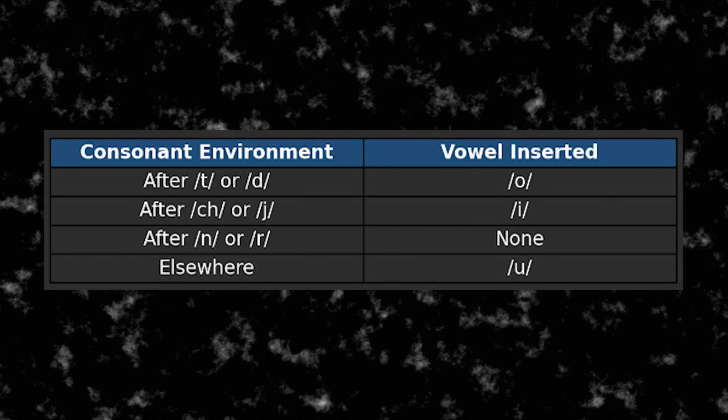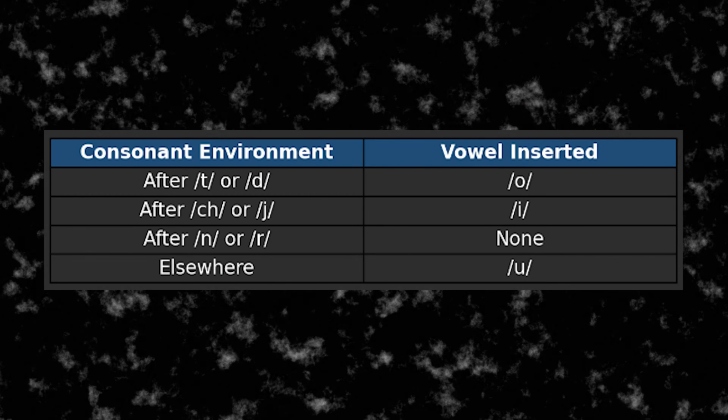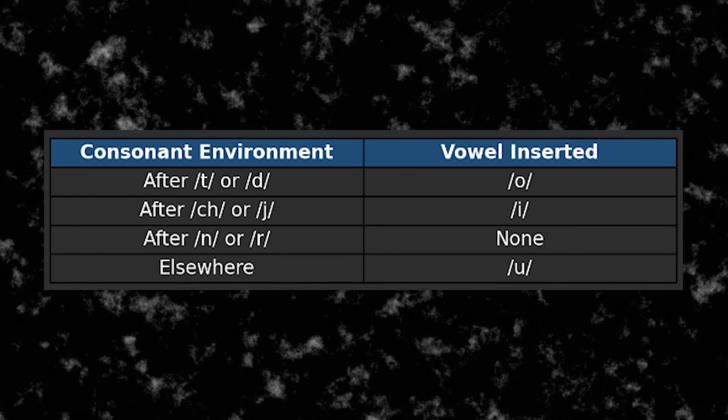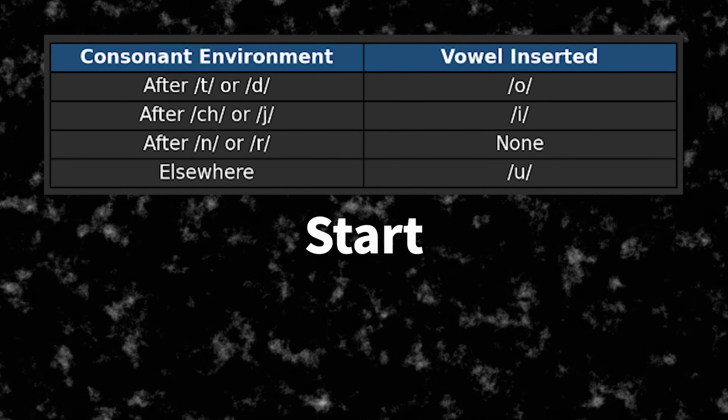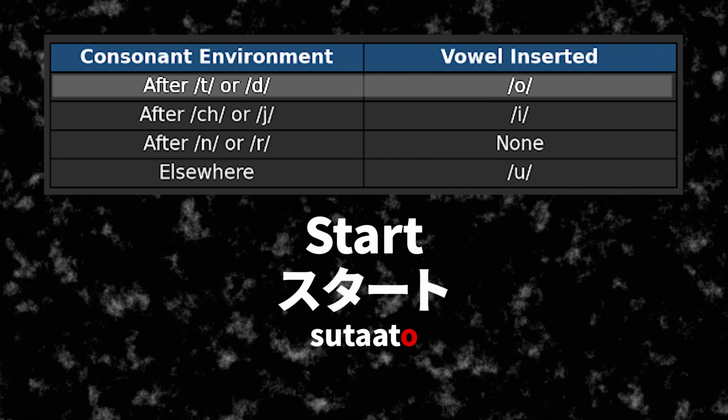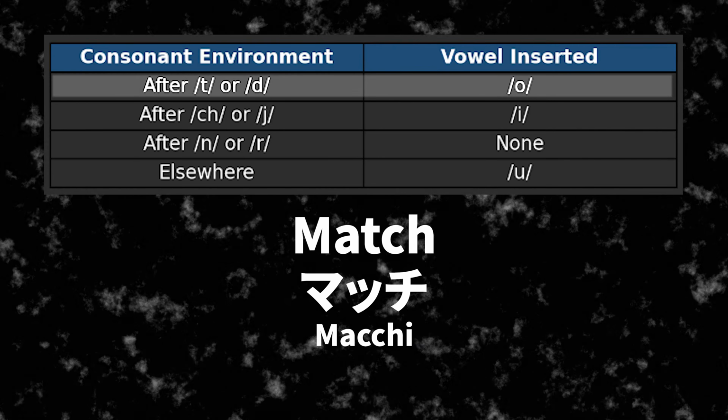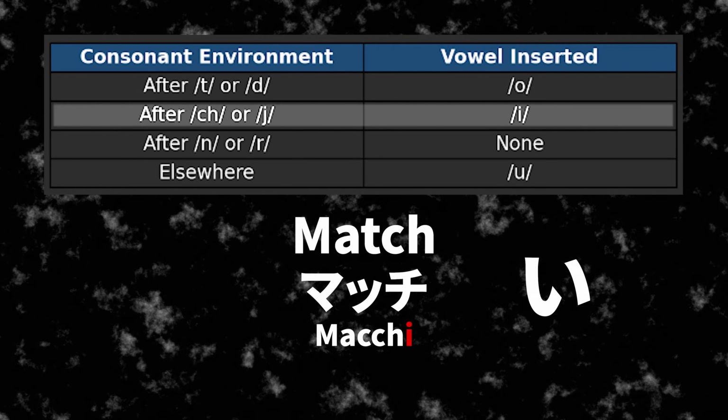If you look here at the chart, you will see O comes after T or D. I don't know the reason why these combinations work, but they really do. I'm sure there's some psychology or something at hand here. So, if you want to take a word like "start," it would end with O because O comes after T. "Match," or "machi," ends in I because I pairs with a CH.